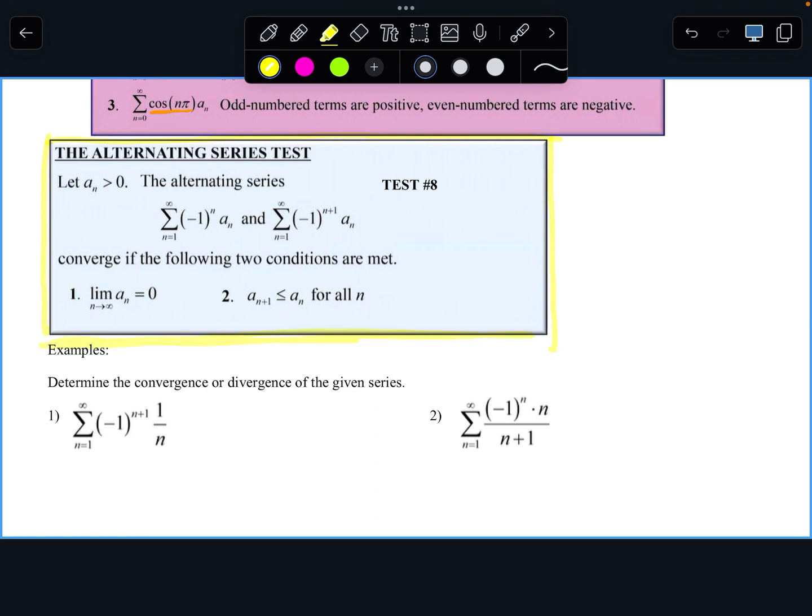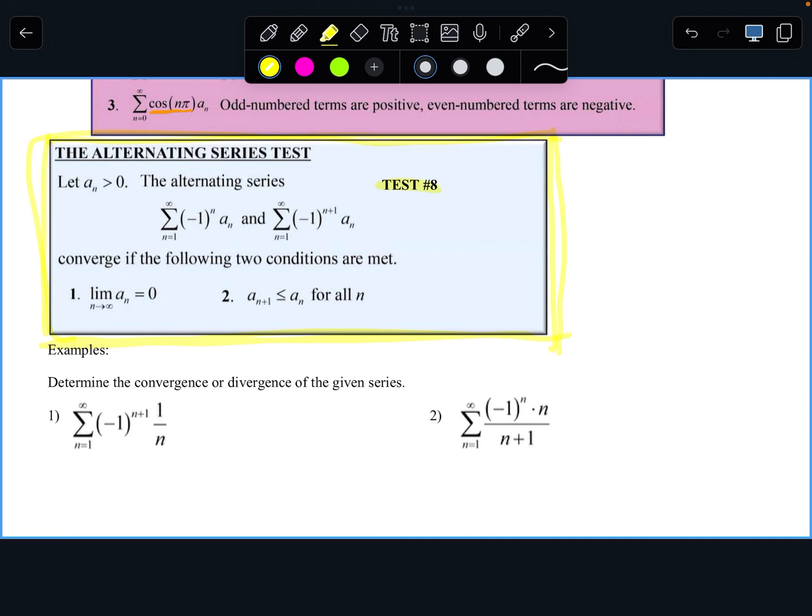So this is technically test number 8. But the problem with this one, like I said, is that once you decide that it's convergent, you have to now figure out more things, and that's what tomorrow is.